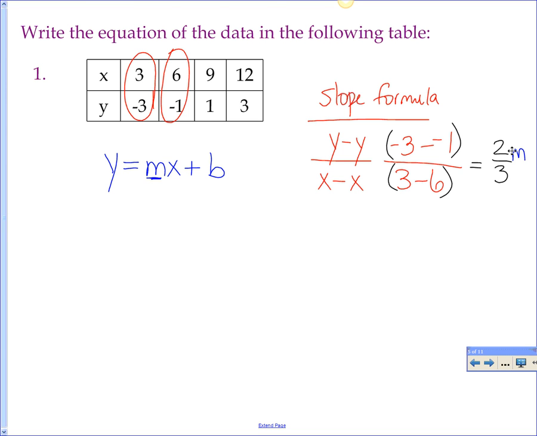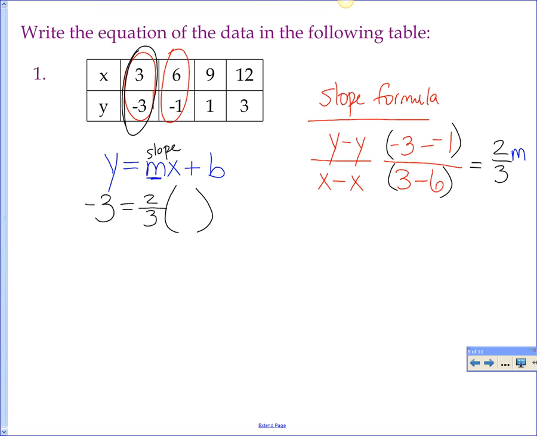Now, to go back over here, I need to plug in for y. So let me just use this first point. So -3, it's going to go in for y. M is my slope, which I had to find first. I got 2/3.